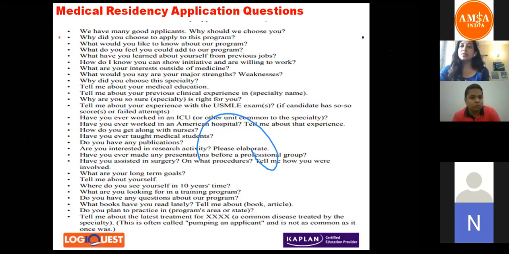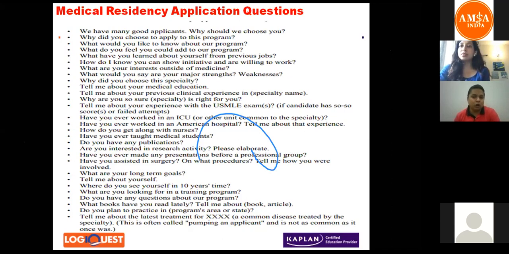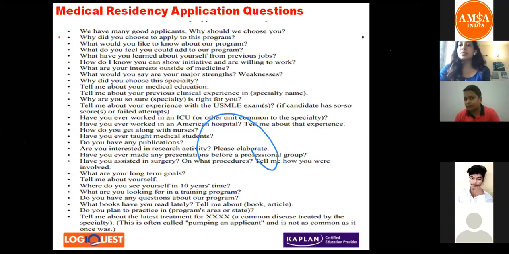What would you say about your major strengths and your weaknesses? So you've got ample time. Prepare your strengths and your weaknesses accordingly. You cannot say I do not have a weakness, everyone has one. But just do not give so obvious weaknesses that they pick on you all the time, right? So that's not a good sign.